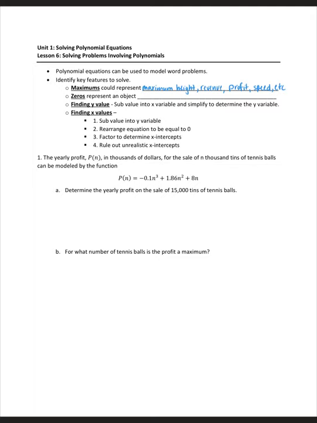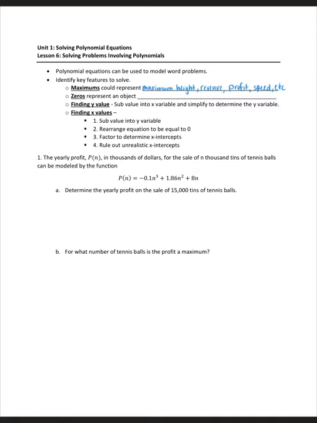And when we're thinking about a maximum on a graph, when we're talking about a quadratic, the maximum is our vertex, right? So there's lots of ways we know how to find our vertex. So we have to identify what the word problem is asking us to find and then determine how we find that within a graph or within an equation.